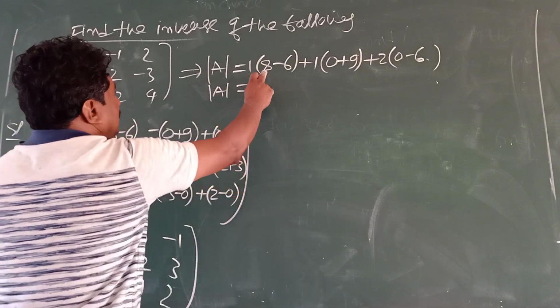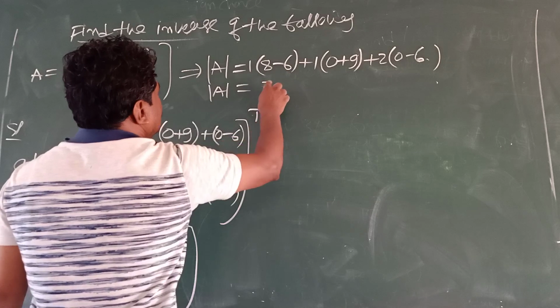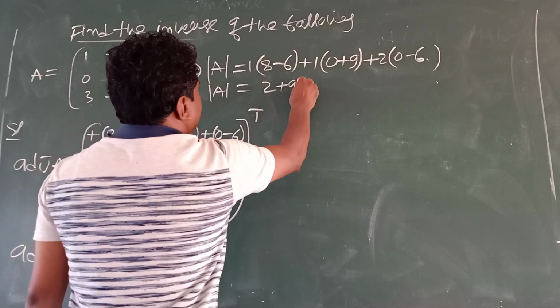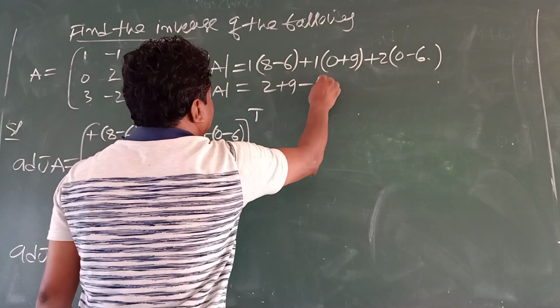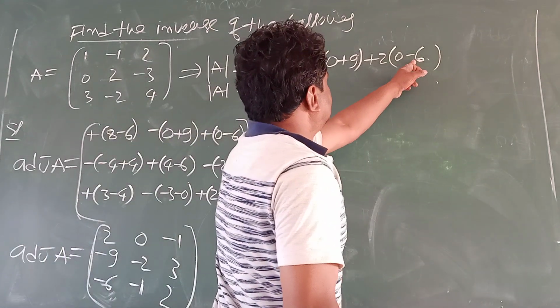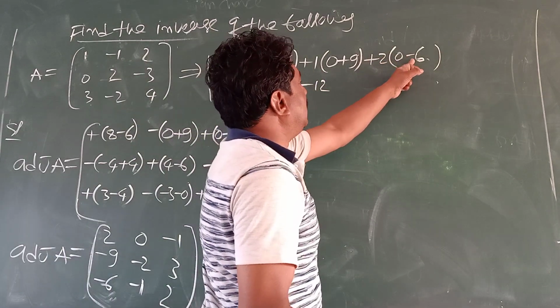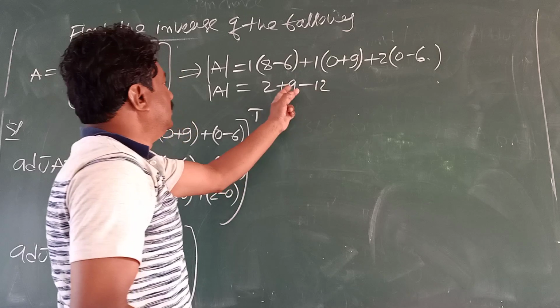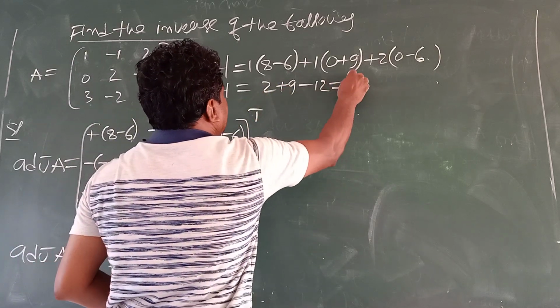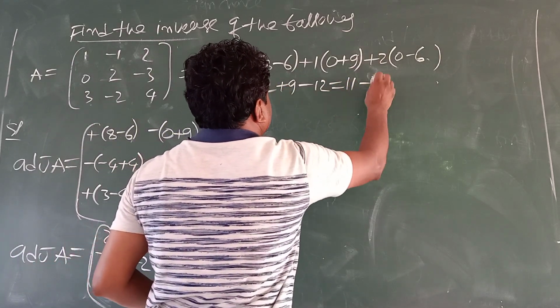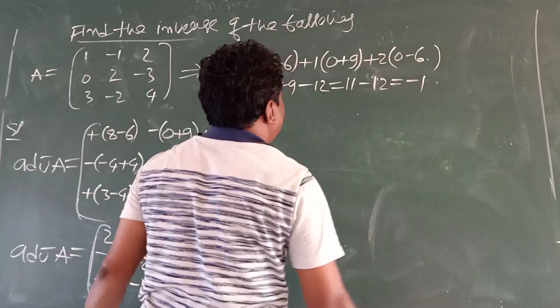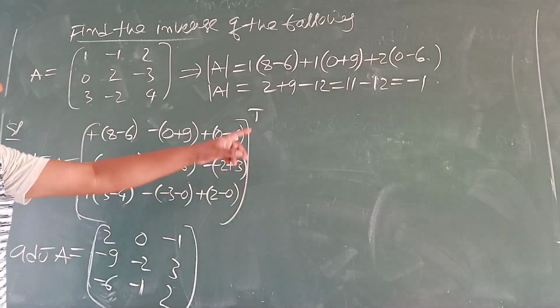Get 8 minus 6 2 plus 9 minus 6 2 is 12. Plus into minus 6 2 is 12. 9 plus 2 11 minus 12. How much is 11 minus 12? Minus 1. Right? We got it.